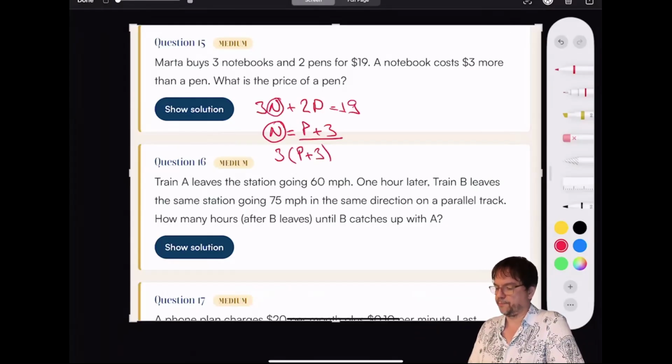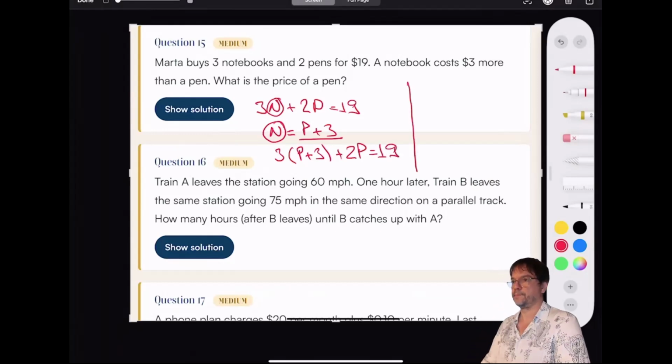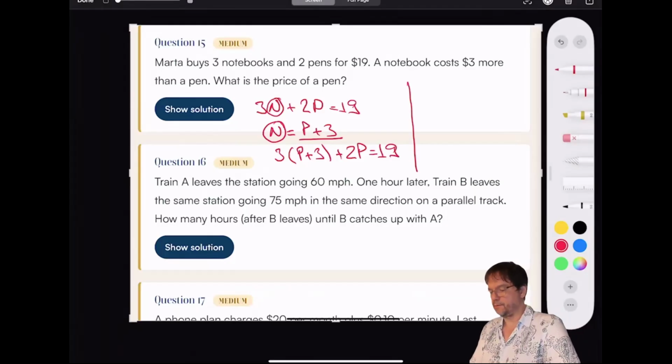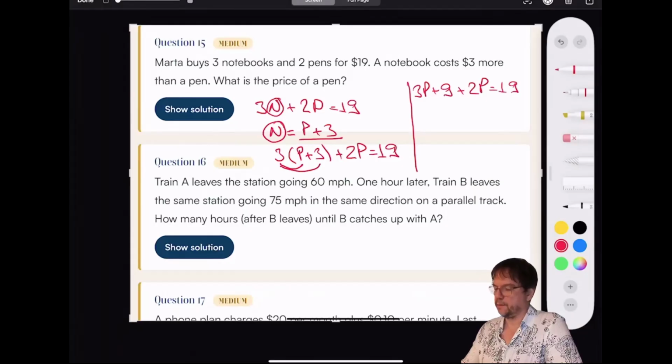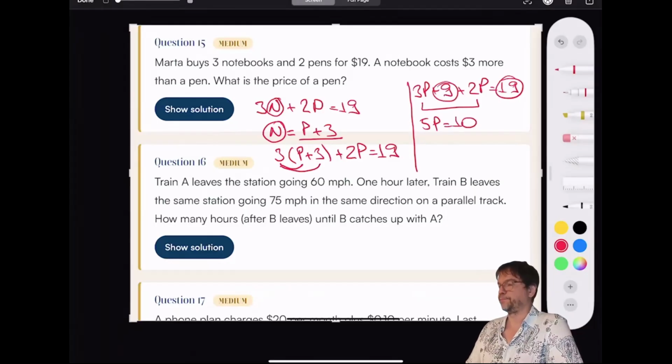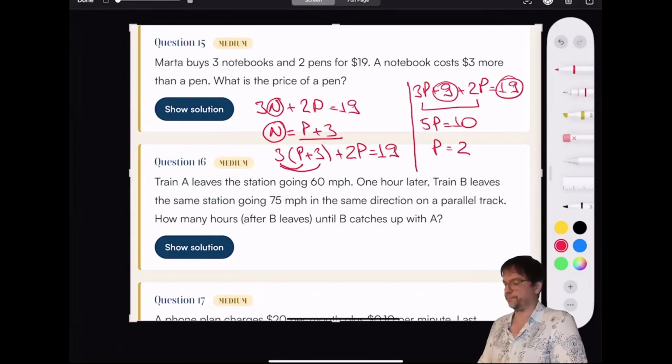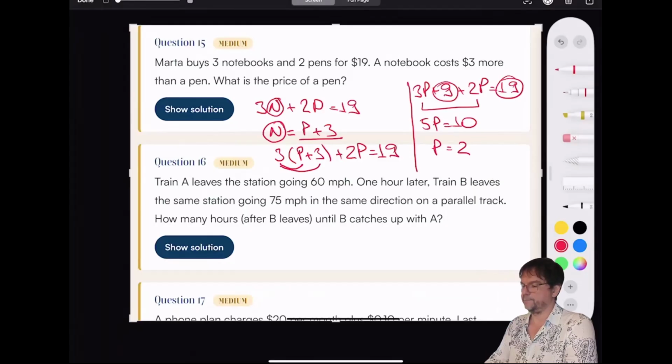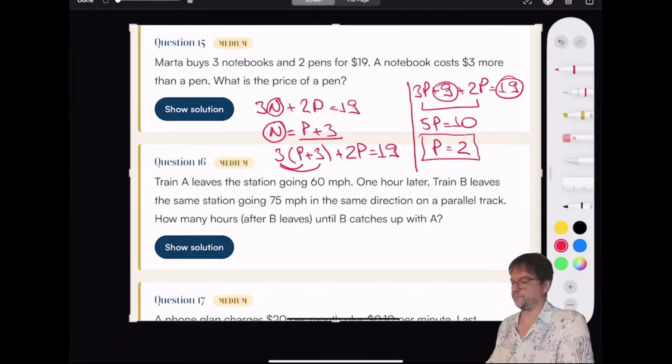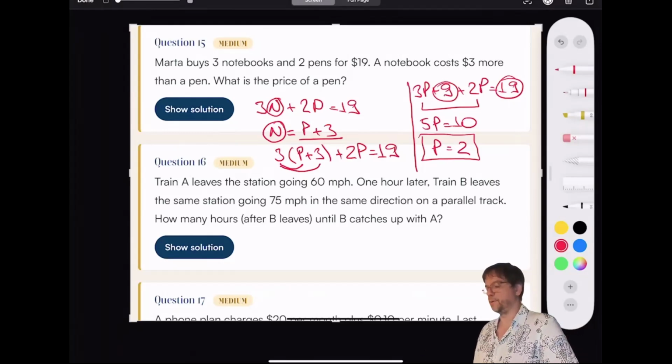3 times p plus 3, plus 2p is equal to 19. I will distribute here. 3p plus 9 plus 2p is equal to 19. 3p plus 2p is 5p, equal to 19 minus 9. That is 10. So p is equal to 2. So the price of a pen is 2. So the price of the notebook is 5.